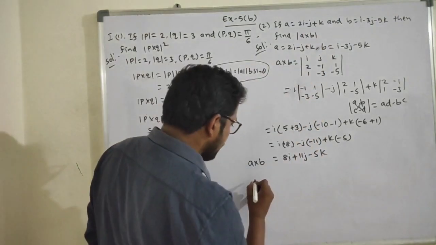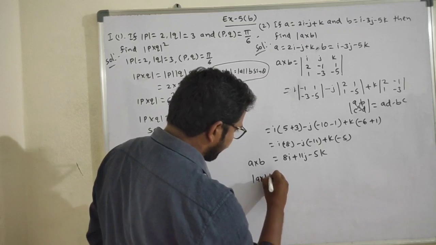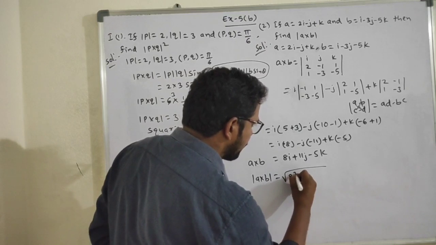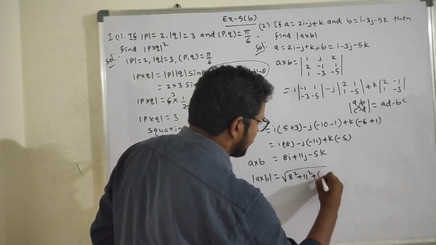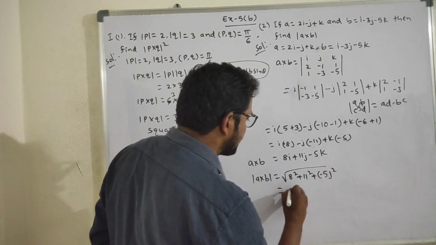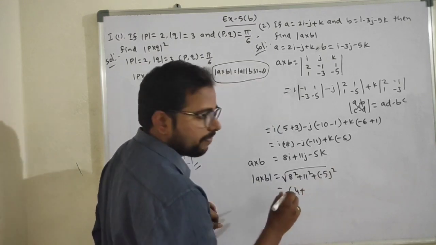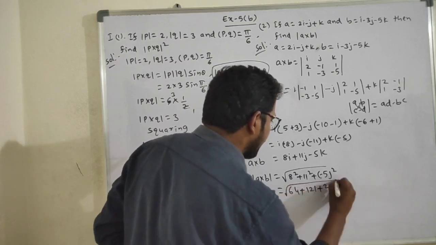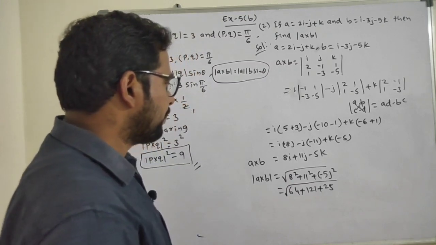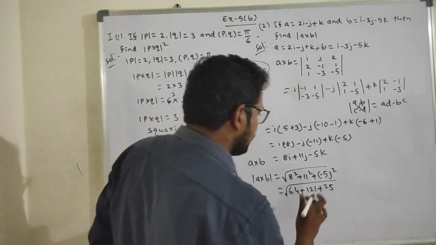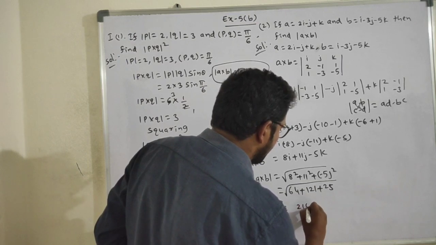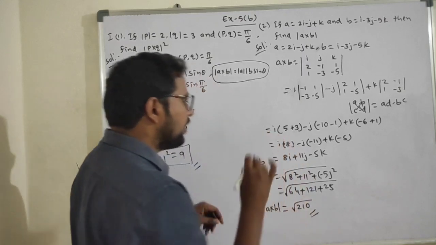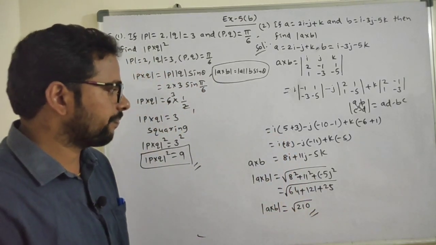Next, find the modulus. Modulus of A cross B is equal to the square root of, what is the i coefficient? 8 squared plus 11 squared plus (-5) squared, is equal to 8 squared is 64, plus 11 squared is 121, plus 5 squared is 25. So 64 plus 121 is 185, plus 25 is 210, under root of 210. This is the modulus of A cross B. Modulus A cross B is equal to the square root of 210.